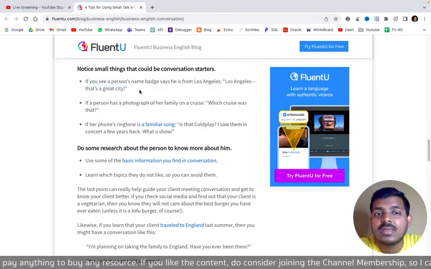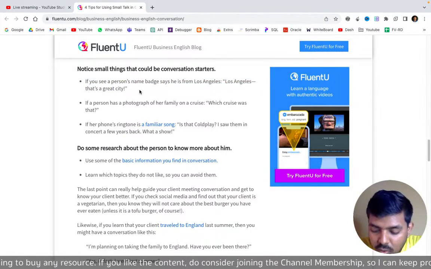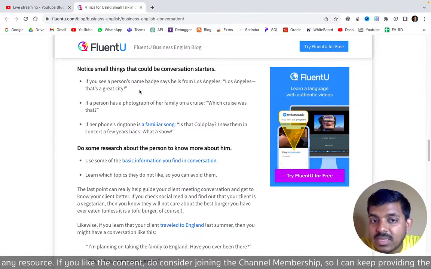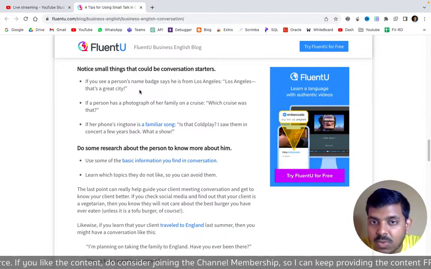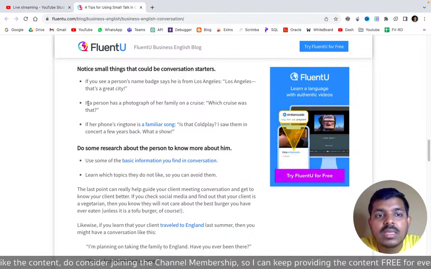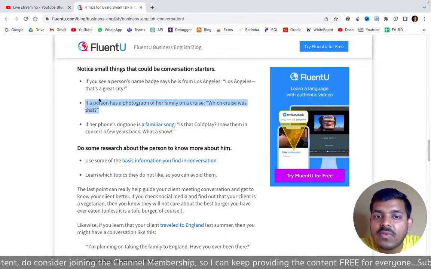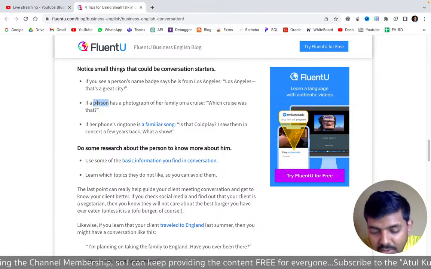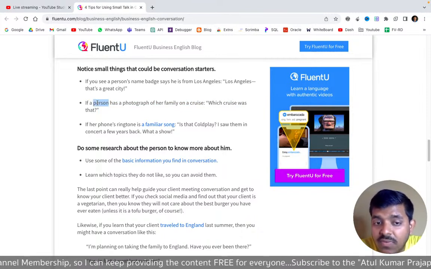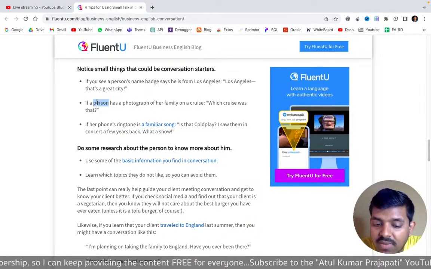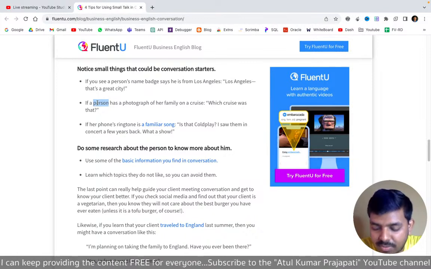So that is something that you, who has received the compliment, can start the conversation from at the next point of time. Then if a person has a photograph of a family on a cruise, which cruise was that? So basically whatever things you see, if you are a keen observer, you can definitely start a conversation from it.